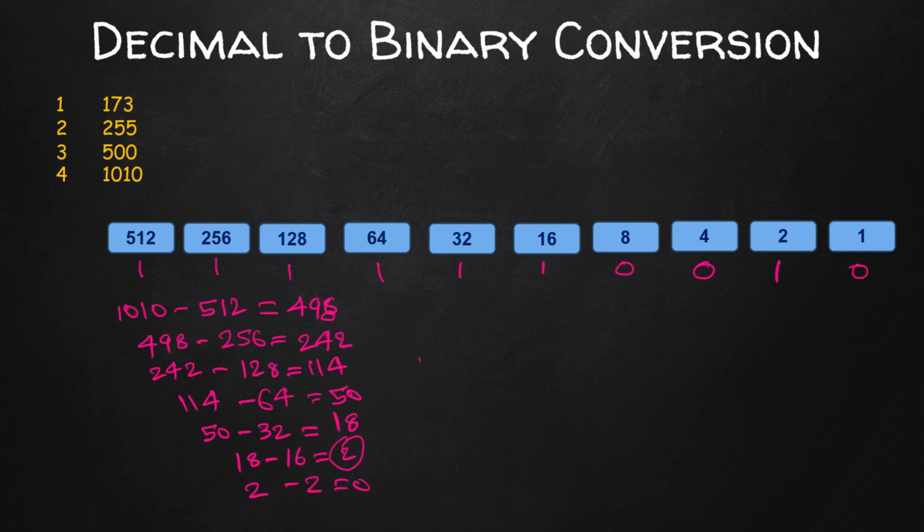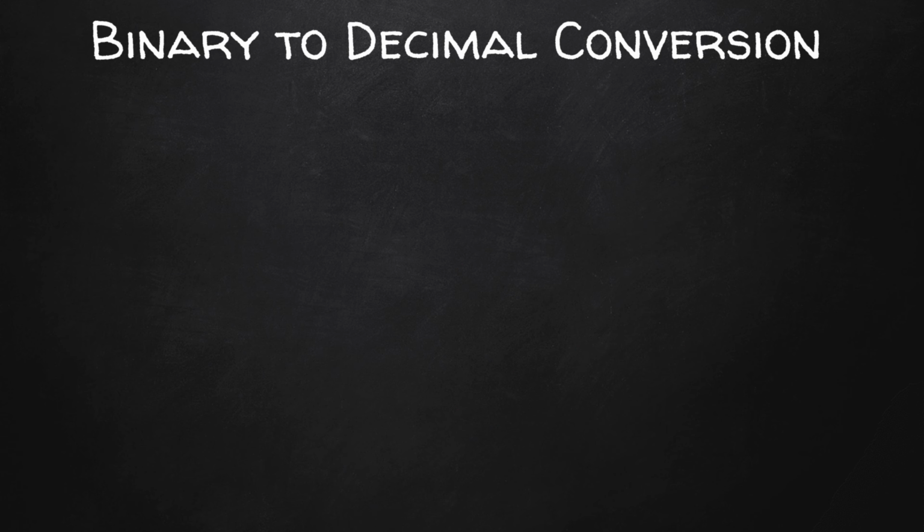So the decimal value of 1010 we can write as 1111110010. And when we group the binary into 4 bits, we can write the decimal value of 1010 as 0011 1111 0010, and this is the result of the conversion. So we have learned how to convert a decimal to binary.